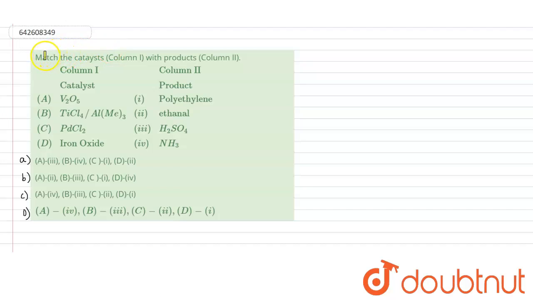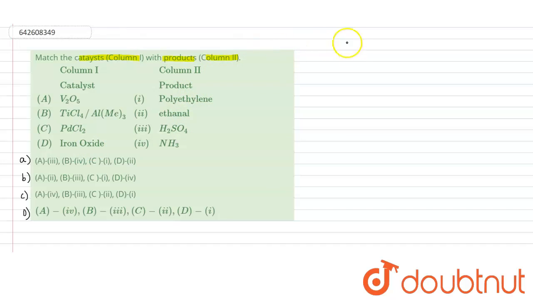So the question says to match the catalyst in column 1 with the product in column 2. In column 1 we have given the catalysts, and in column 2 we have given the products. The catalysts are V2O5, TiCl4, AlMe3, PdCl2 and iron oxide. And here are the products. So let's try to solve this question.